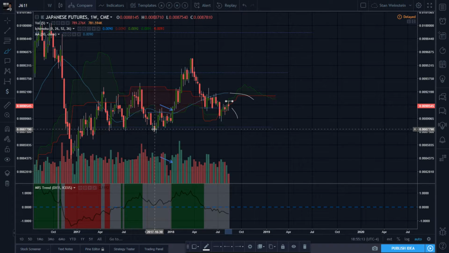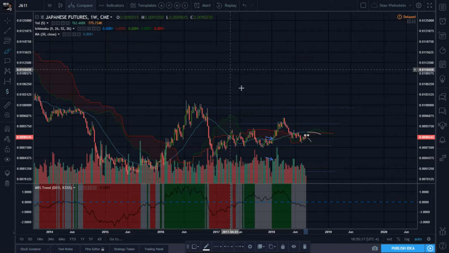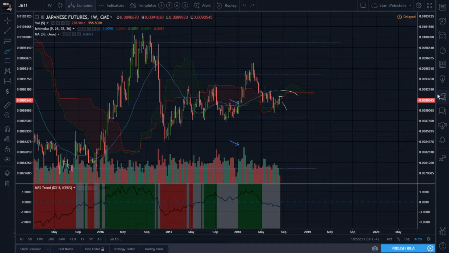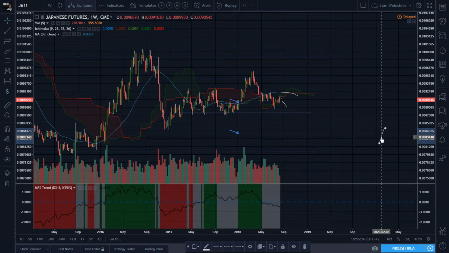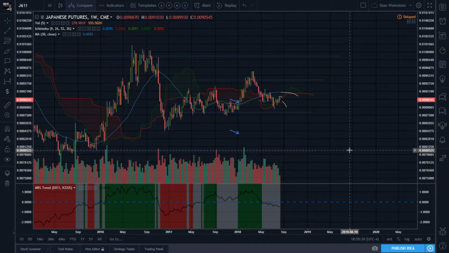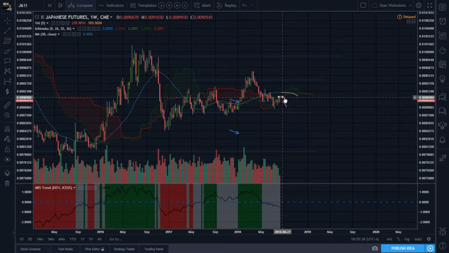You see some more resistance here. And on the monthly, don't worry about the monthly. It's down over here. Stop doing that. So that's what it looks like for Japanese futures. You got to let it mature a little bit more. You're in a sideways move. But get ready for probable stage 4 breakdown, guys.